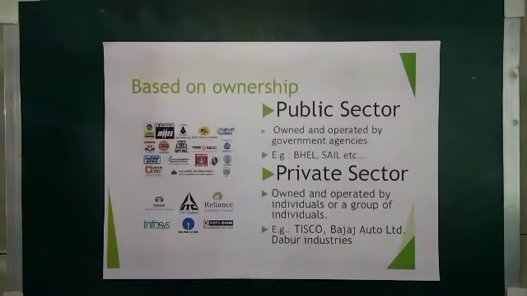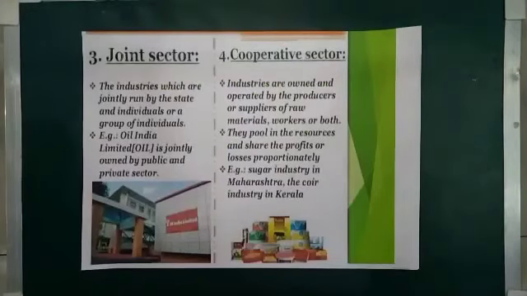Now we have classification of industries on the basis of ownership. The industries that are owned, operated and maintained by government agencies are known as public sector. Example, Bharat Heavy Electricals Limited, Steel Authority of India Limited. Private sector. These industries are owned, operated and maintained by an individual or group of individuals. Tisco, Bajaj Auto Limited, etc.